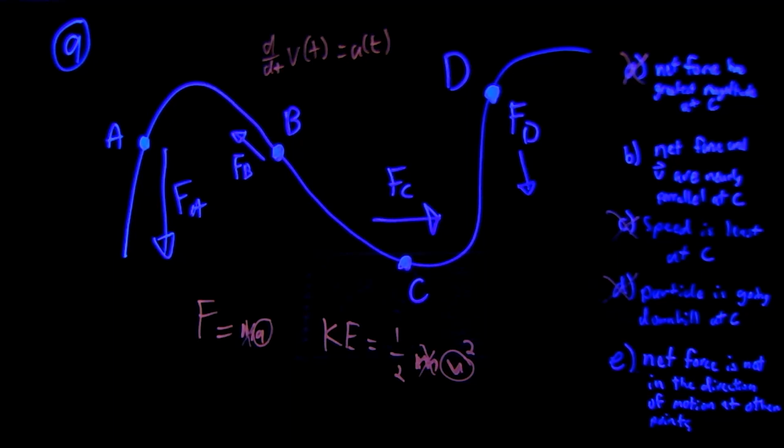And then we get to E, which says the net force is not in the direction of motion at other points. While this is true, with points A, B, and D having force vectors that are pointing away, this isn't fully correct, as it doesn't fully explain why the net force at C is the largest, that being that they're parallel. So therefore, B would be the answer.